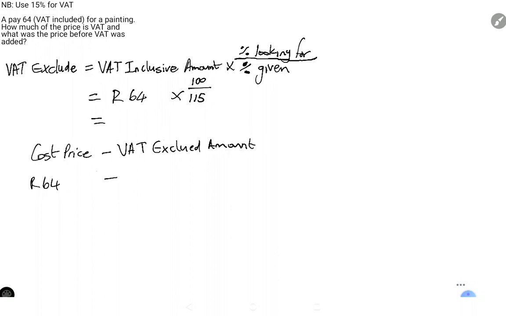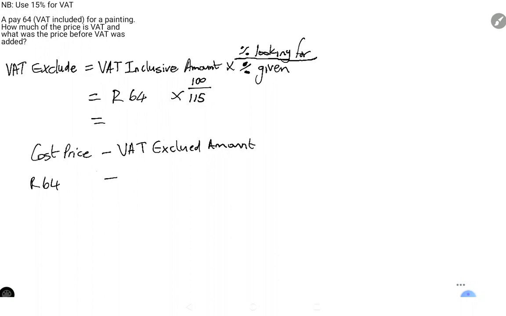It says, if I pay 64, it's supposed to be rands, and if you're using another currency, you can use that currency, and that amount is VAT included or VAT inclusive, meaning that there's already VAT calculated on that amount, and that was for a painting. How much of the price is VAT, and what was the price before VAT was added? Okay, I'll read it again.